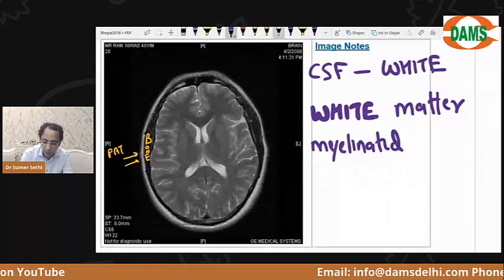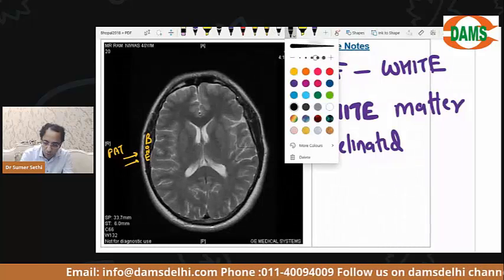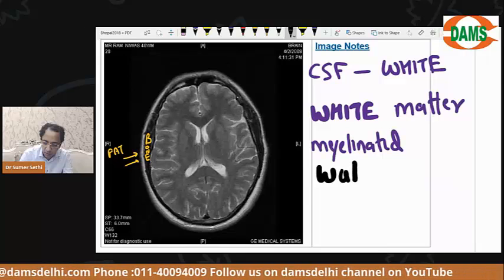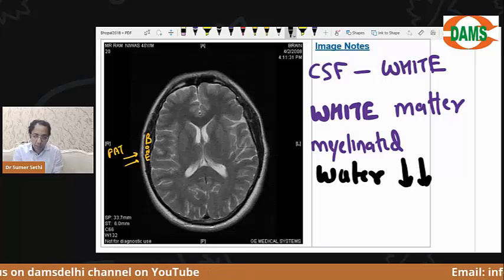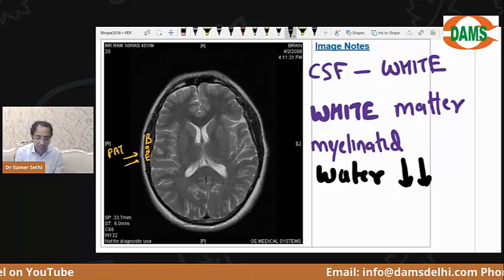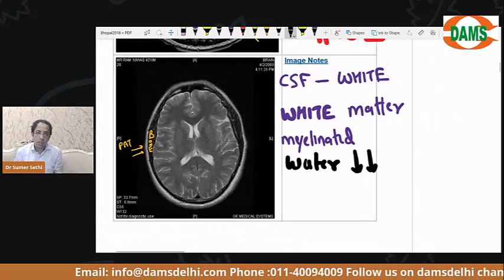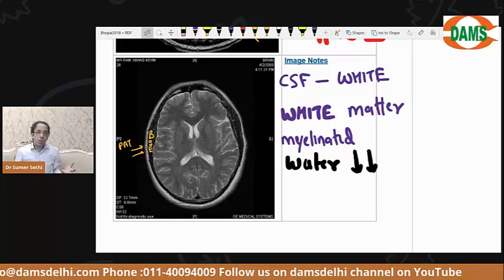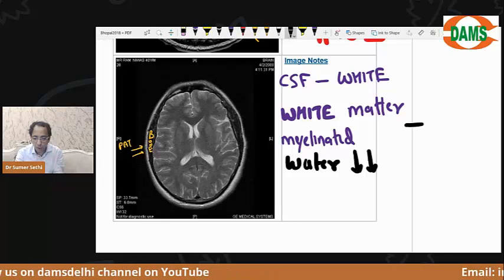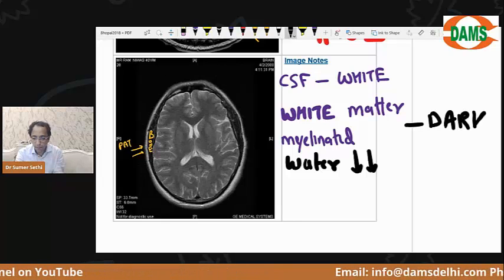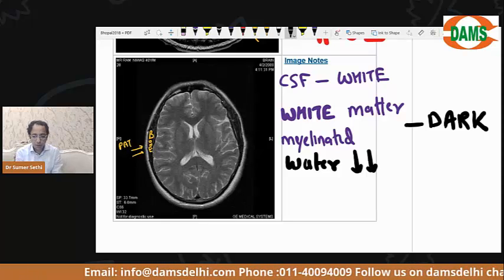When that tissue is myelinated, myelin has that property to absorb water, and the water content reduces. Remember, any tissue in your brain, once it is myelinated, the water content reduces. So on a T2 weighted image, the water containing tissue will appear bright. If any tissue has reduced water content, it will actually be darker. It's very complicated, but listen to me.